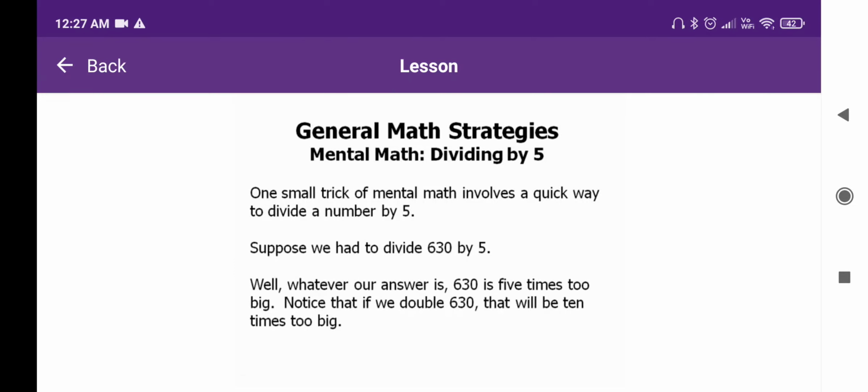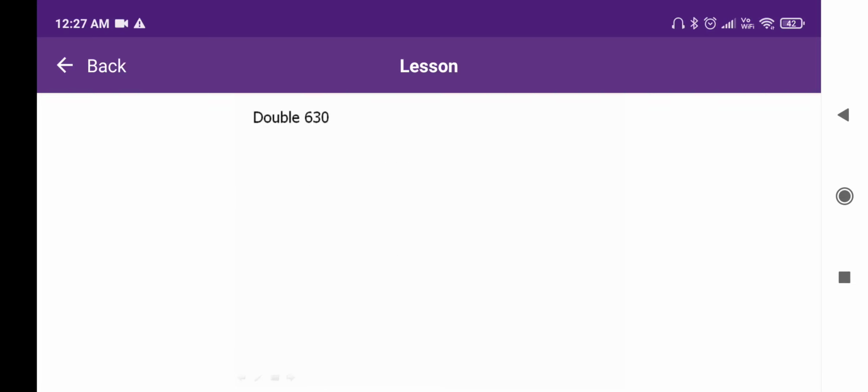Notice that if we double 630, that will be 10 times too big. You see, it's usually relatively easy to double a number even in your head. So 630 doubled, well, we know how to double 6. 6 doubled is 12. 30 doubled is 60. So when we double it, we're going to get 1260.